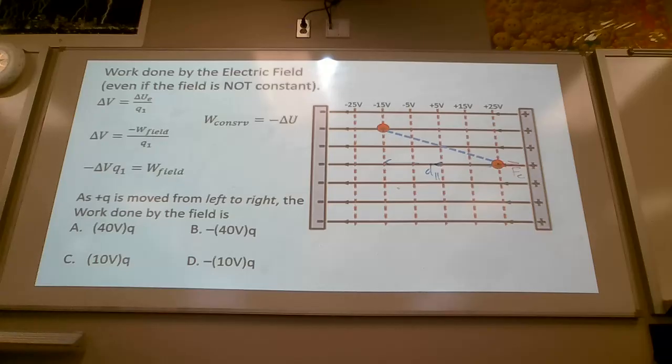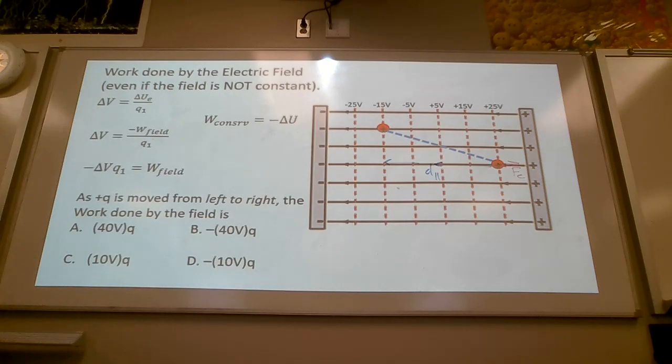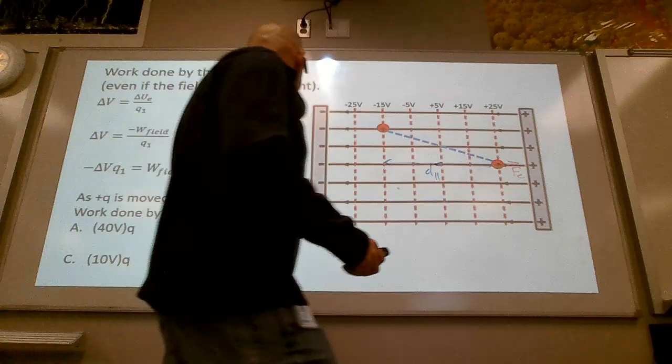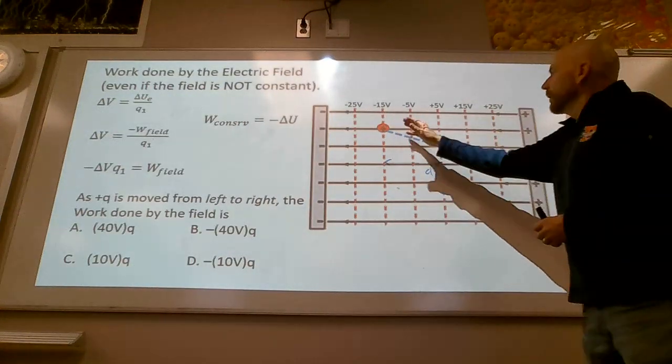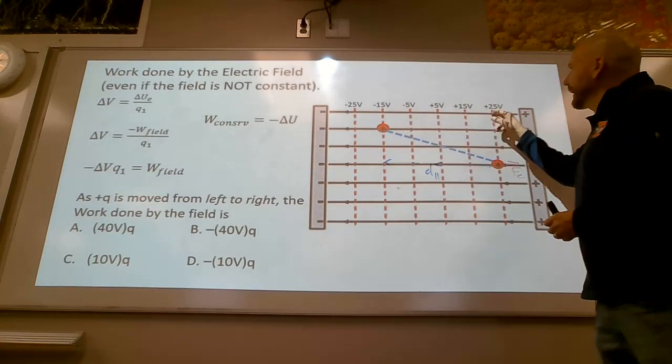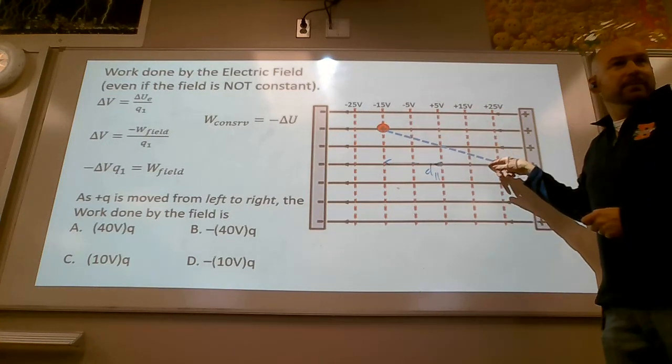So the correct answer is... Oh dear. Okay, we're going from left to right. Look at those italicized things. The work going from left to right, we are gaining electric potential. We're climbing in elevation.